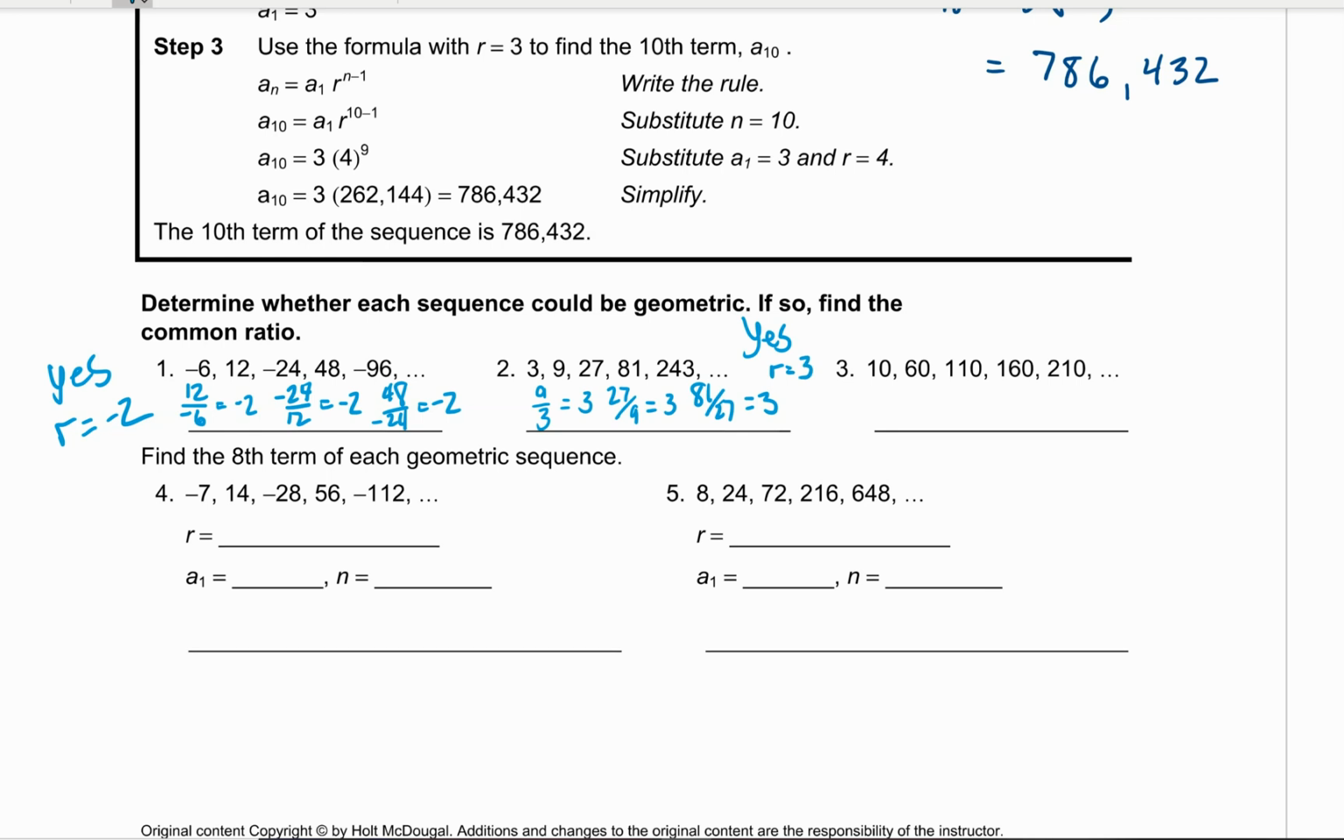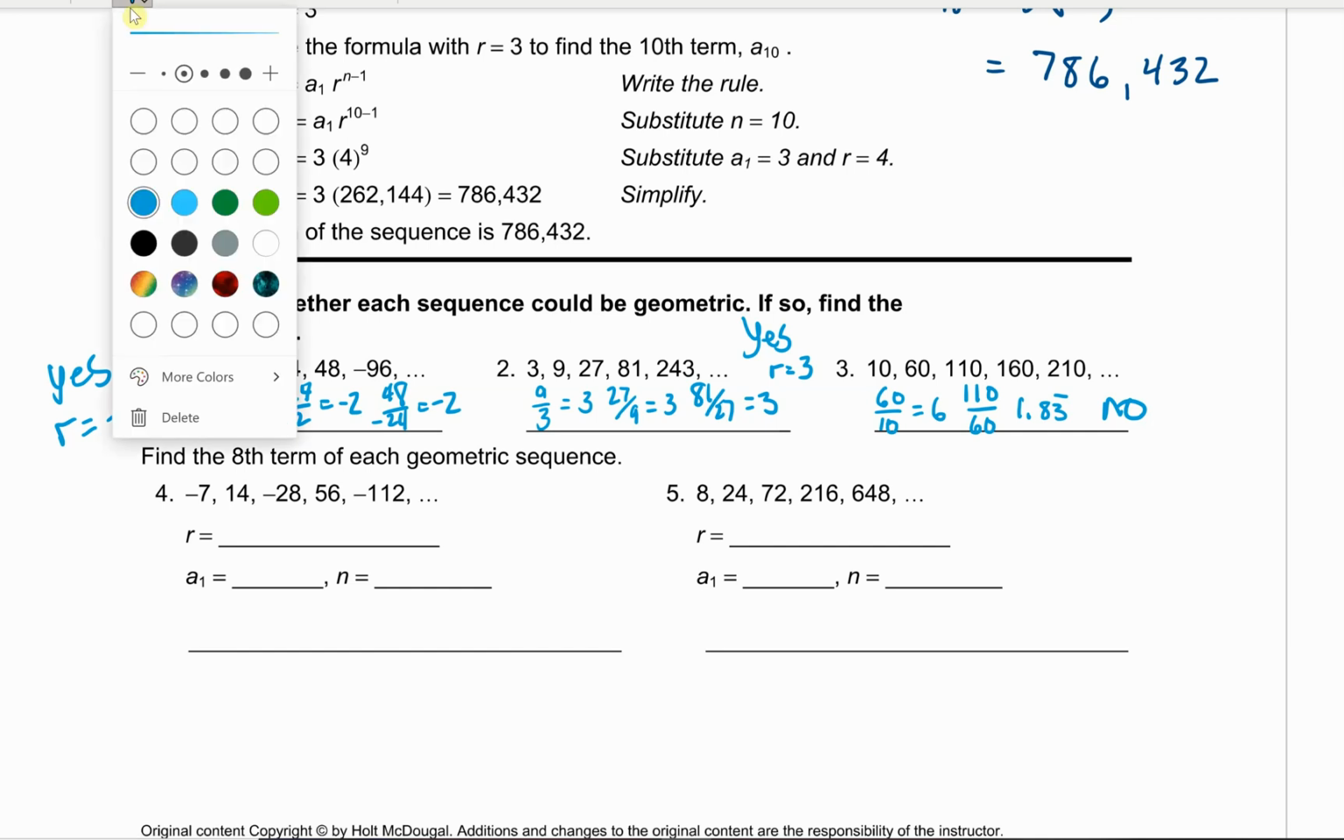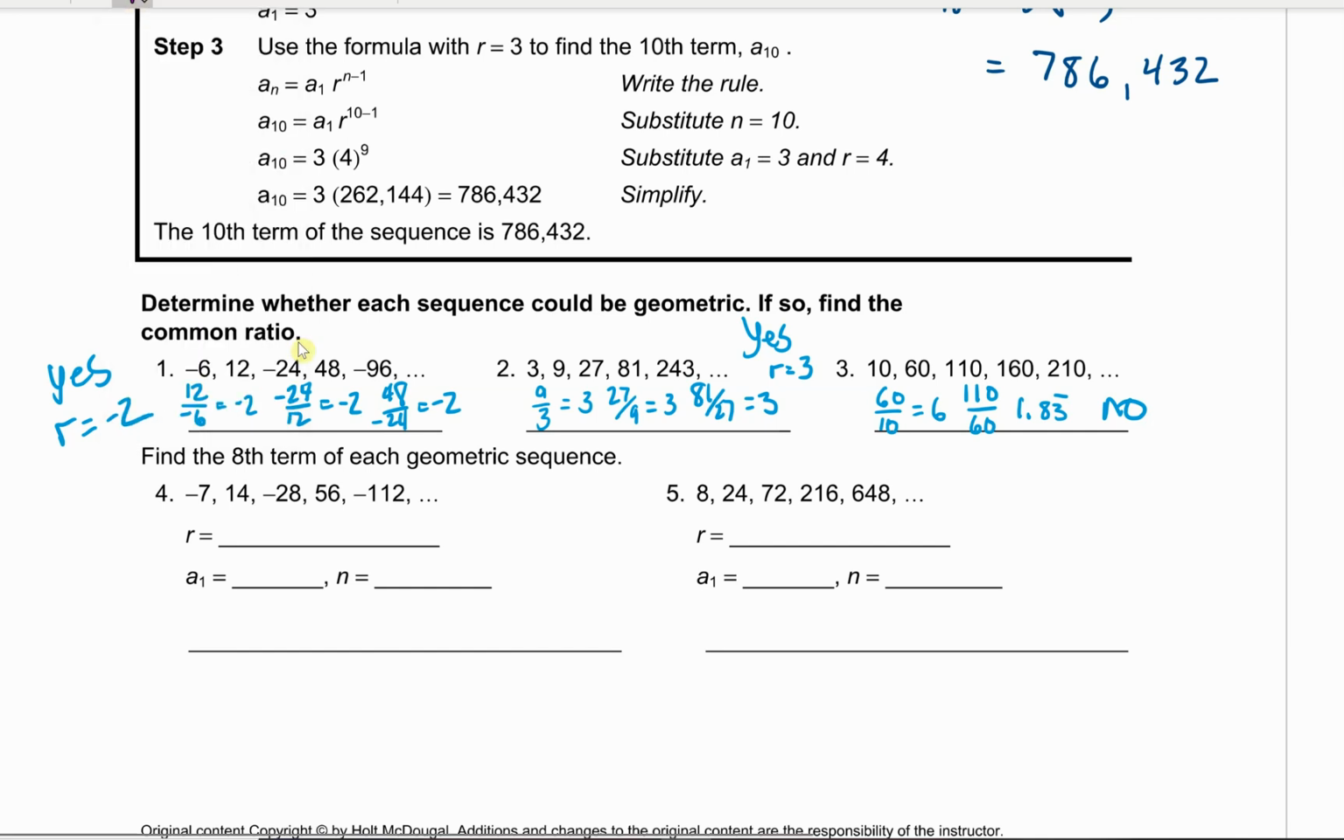Number 3, let's see, 60 divided by 10 is 6. 110 divided by 60 is 1.83 repeating. So, no. I don't even have to do any more than that. Once I've gotten one ratio that's different, I'm done. That's not geometric.